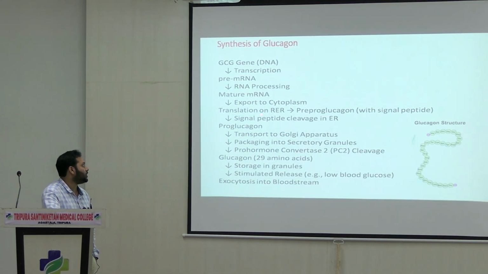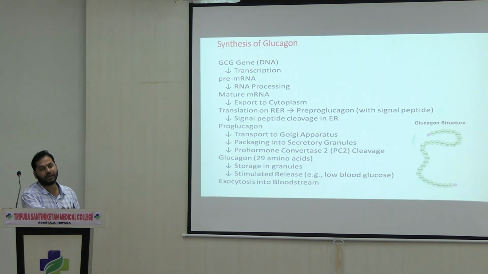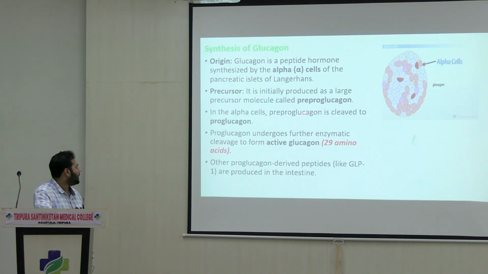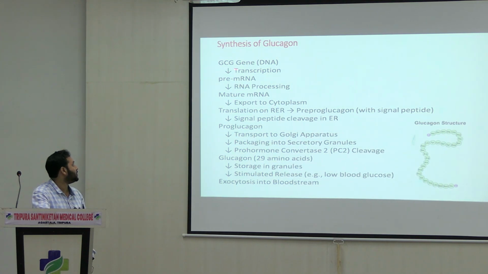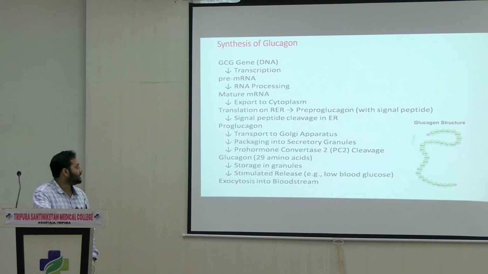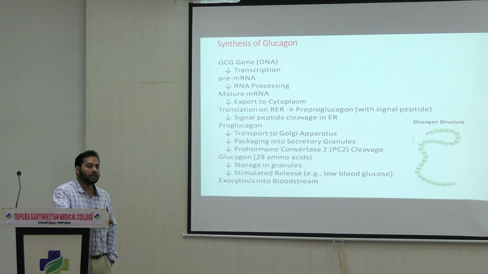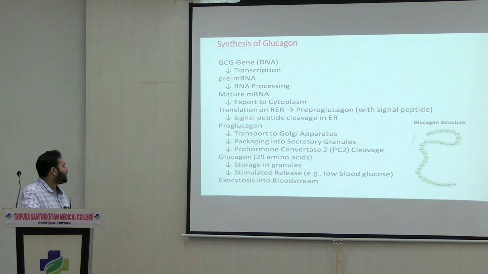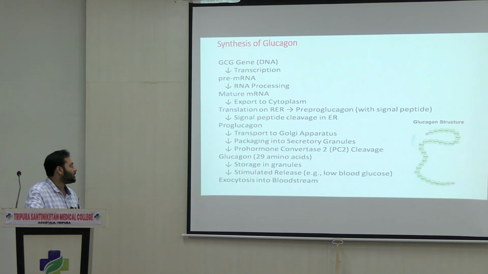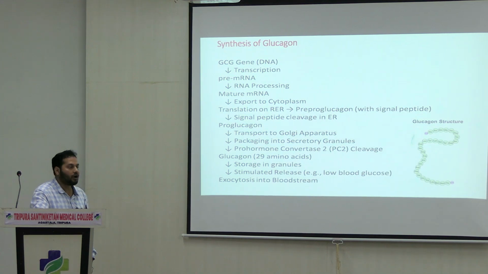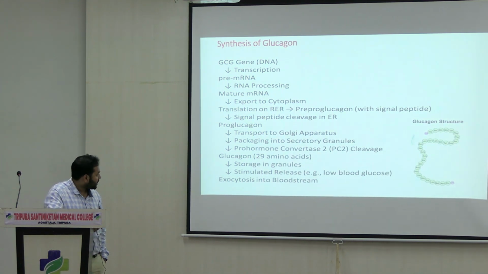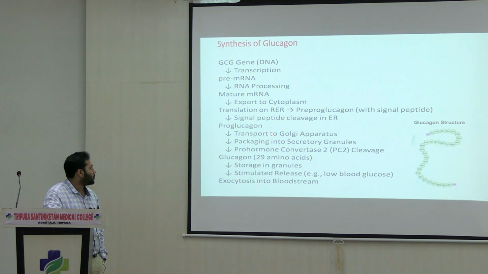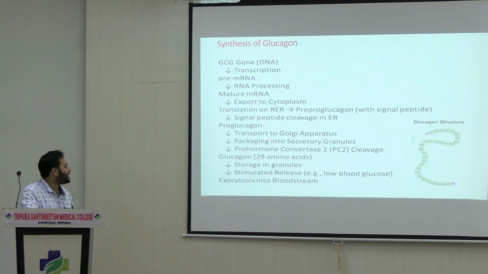This translation actually takes place in the rough endoplasmic reticulum, and it produces pre-pro-glucagon first, right? So this is what is mentioned here, pre-pro-glucagon, synthesized after the translation of this gene. After the formation of pre-pro-glucagon, it passes through some cleavage events. There is a cleavage of signal peptides in the endoplasmic reticulum, and it forms pro-glucagon first, right? And this pro-glucagon is again transported to the Golgi apparatus, where packaging takes place.